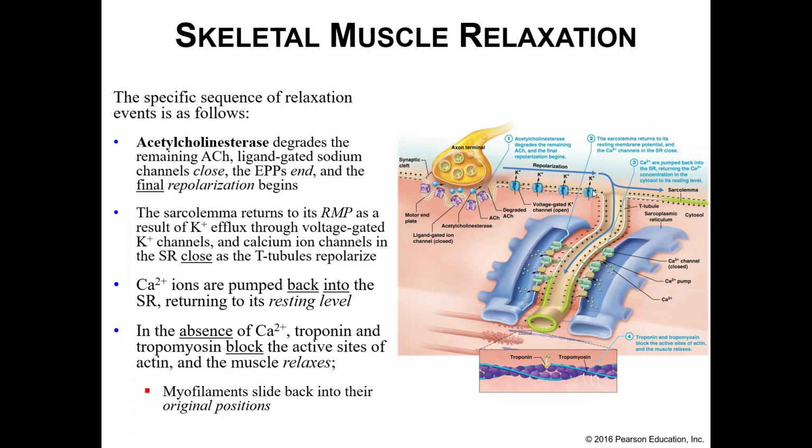Since we are returning to resting membrane potential on the sarcolemma, that includes the T-tubules. So that closes the calcium channels. No more calcium is being released into the cytosol. No more calcium binding to troponin. The tropomyosin covers the actin active sites again. Myosin can no longer form those cross bridges. We can't do any more power strokes. Since we can't do any of that anymore, the myofilaments return to their original length. We achieve muscle relaxation.